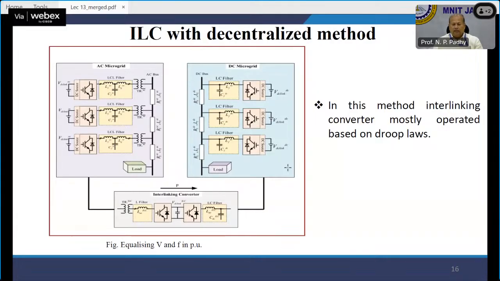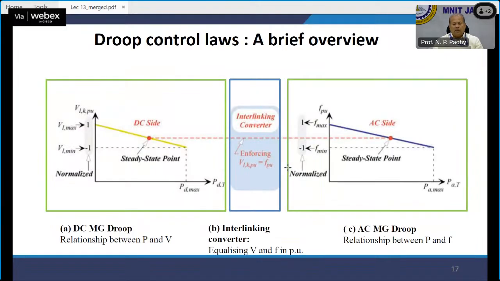In this method, the interlinking converter is mostly operated based on the droop law. That means you can see the structure of an AC microgrid, the structure of a DC microgrid, and the structure of the interlinking converter, which is connecting the DC grid to the AC grid. If someone is developing laboratory models for an AC/DC hybrid microgrid, probably these configurations will be of great help.